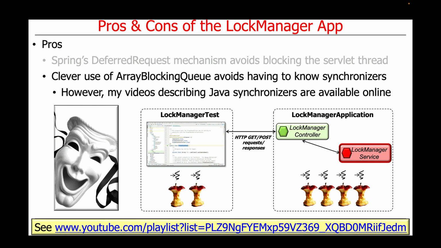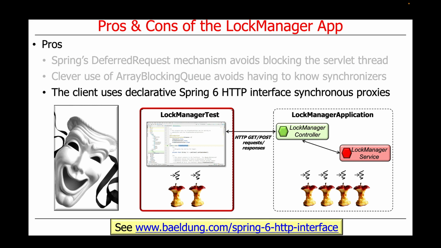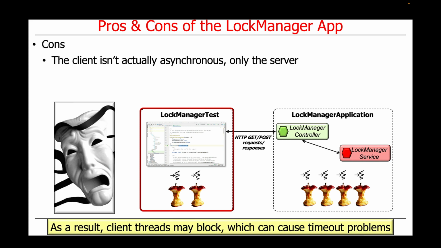a Java semaphore worked. And then we also use this declarative Spring 6 HTTP interface mechanism to have synchronous proxies generated for us automatically. And again, this just cleans up some low-level, tedious, and error-prone manual programming that we've done in previous case studies. Of course, not everything is unicorns and rainbows, as I like to say.